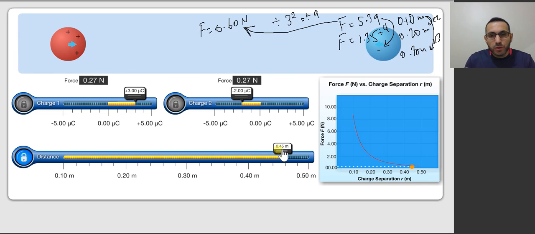Again, they are the product of Q1 and Q2. As Q1 and Q2 increase, the force also increases at the same rate. And the second factor is the distance. As the distance increases, the force decreases. And it's an inverse square relationship. If the distance is doubled, this means that the force is reduced by 4 times.